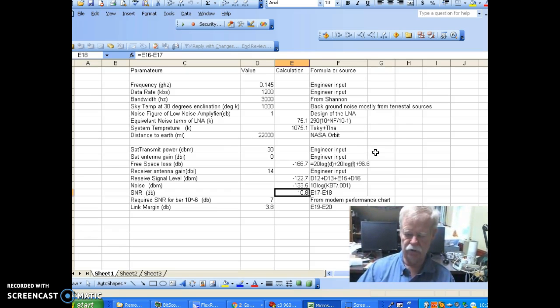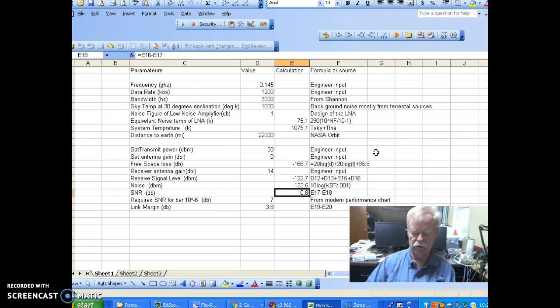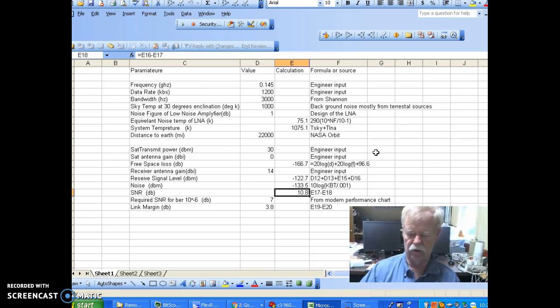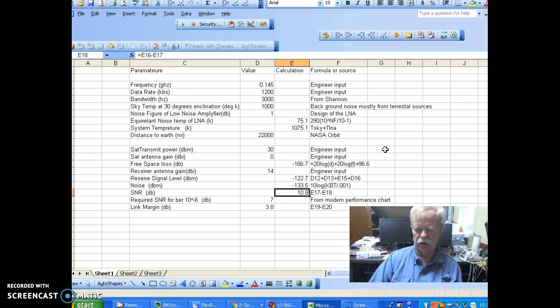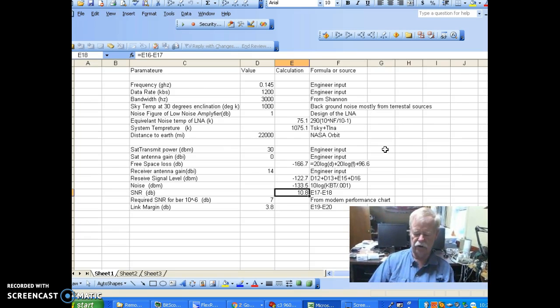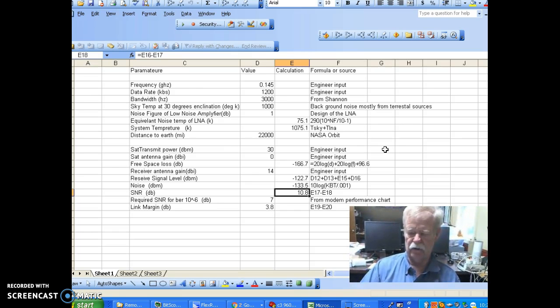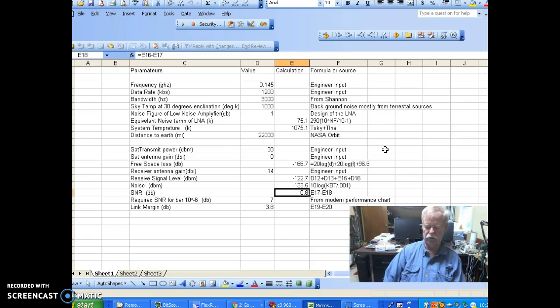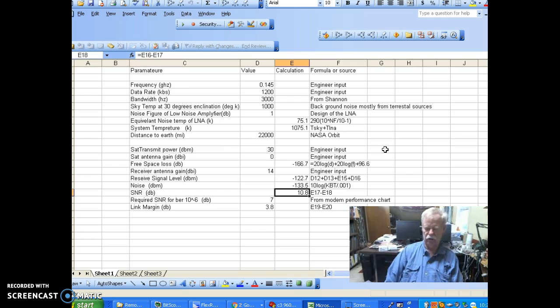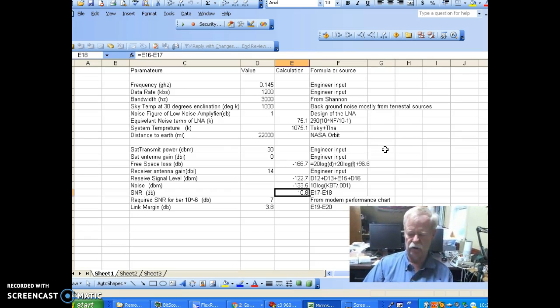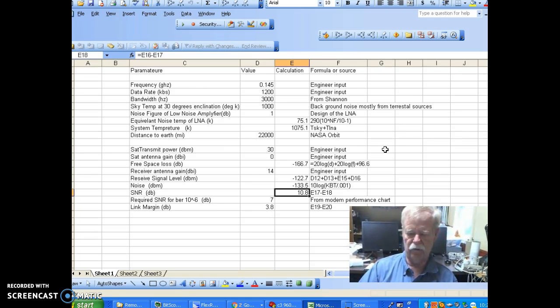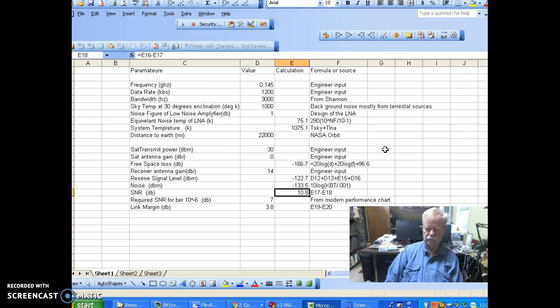Now, here's where Shannon comes in and the modem design. Once we have a signal that's embedded in noise, we have to convert that into digital form. If we are careful in our modem design, and this comes from some modem curves, we need 7 dB of signal to noise to produce a bit error rate of 10 to the minus 6. That means if we present that modem with a 7 dB signal to noise, we will drop only 1 bit in a million sent.